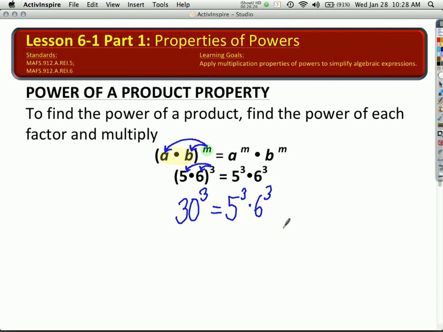So I would like everybody over here to use your calculator and do 30 to the third power. I would like everybody over here, you already know what 5 to the third power is, right? What's 5 to the third power? 125. So now you need to figure out what 6 to the third power is and multiply it times 125. And let's see if it works.